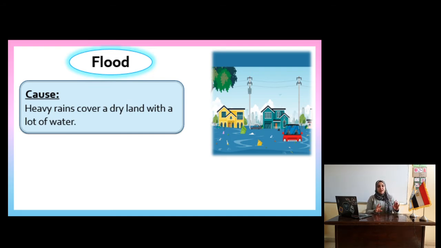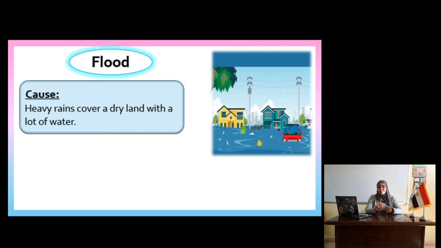Like here, when it rains so hard, we have a lot of water. If it rains more than that, we can have a flood. So the flood is when there is a lot of water on a dry land. So what's the effect? What happens?